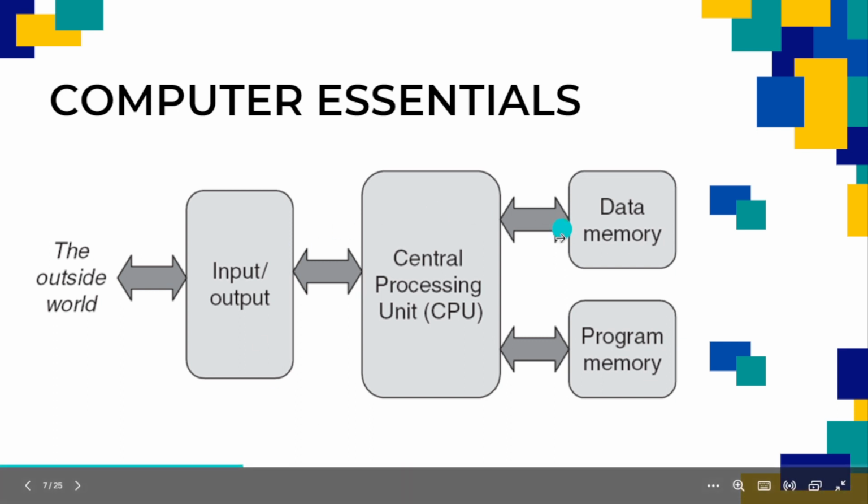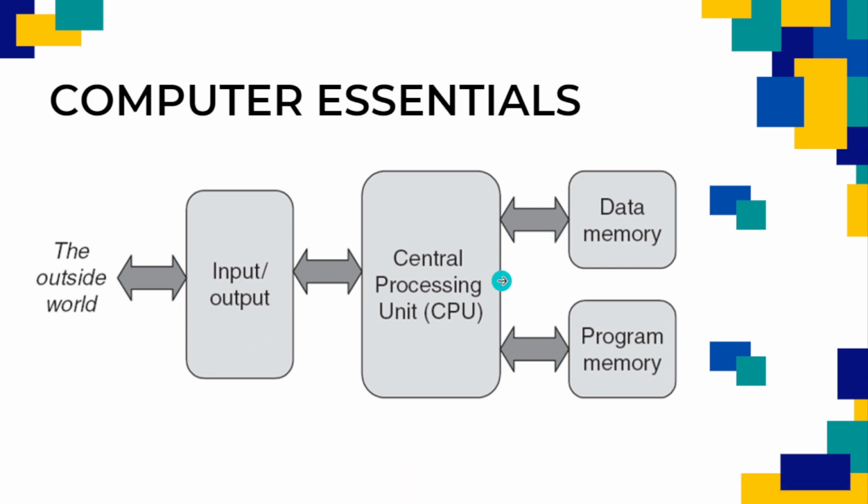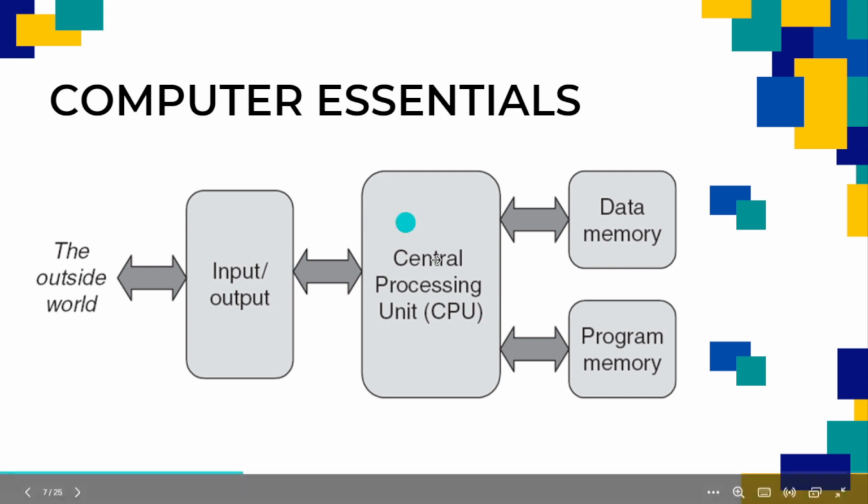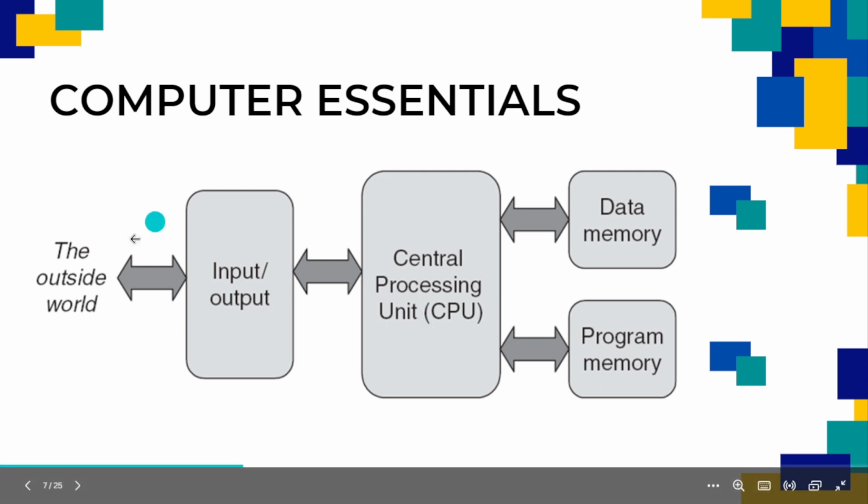So these components work together to enable the microcontroller to perform its critical functions. The CPU fetches instructions from the program memory, performs calculations and operations using the data memory, and communicates with the external devices through the input-output module. So this explains the block diagram of the computer essentials.